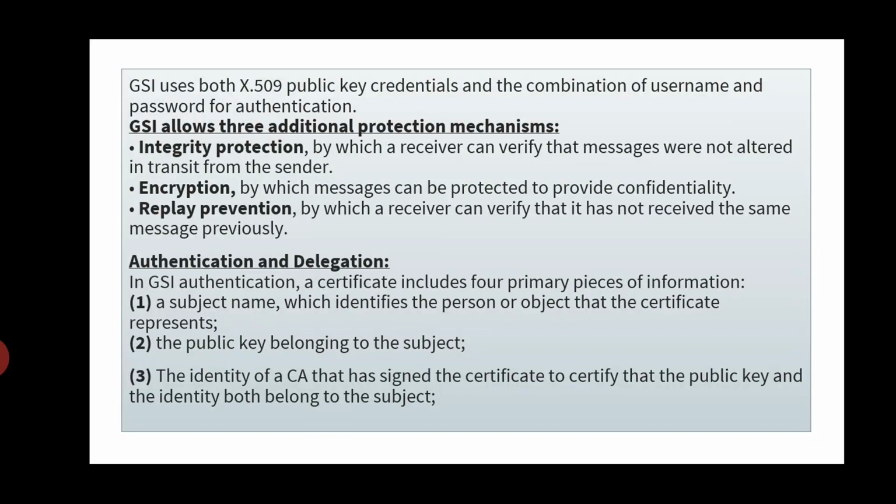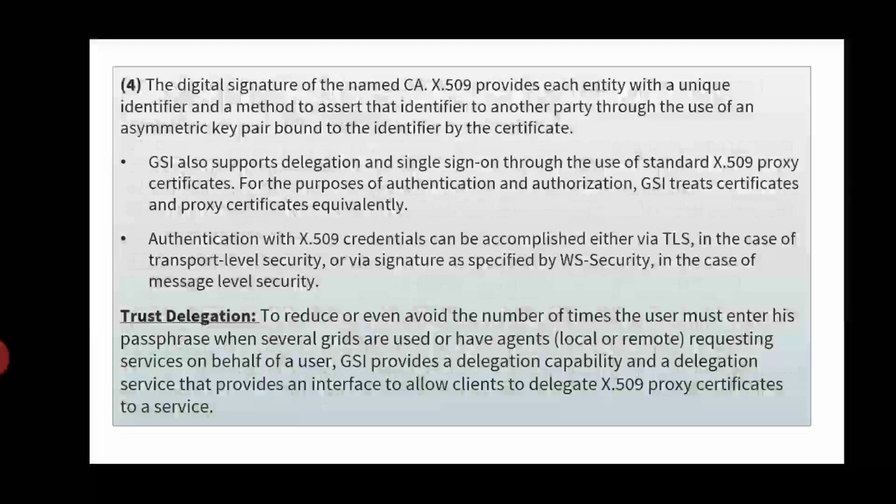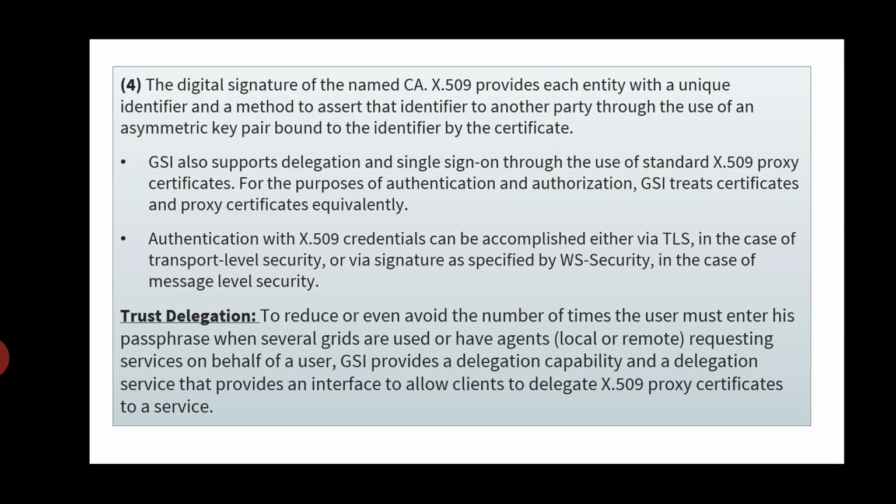The third one is the identity of a certificate authority that has signed the certificate to certify that the public key and the identity both belong to the subject. And the fourth one is a digital signature, the digital signature of the named certificate authority.